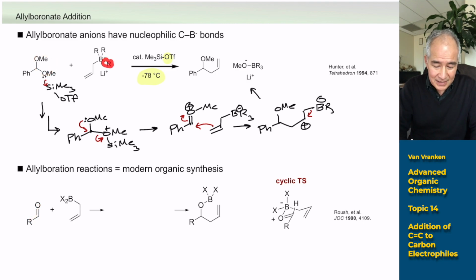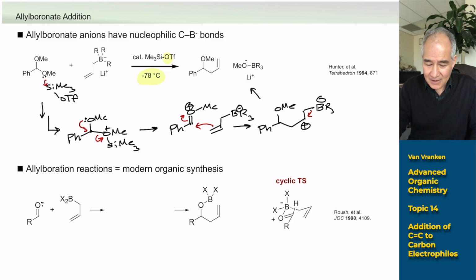And where do you get boronates like this from? Well, you have to add an alkyllithium or some sort of a Grignard reagent to a boron compound. So you had to synthesize this from an allylboron compound, and you had to synthesize the acetal from an aldehyde. And some clever person realized, well, why don't I just throw those two starting materials together, and maybe I can get the same thing to happen in my reaction mixture. And this is the way we do modern organic synthesis, right?